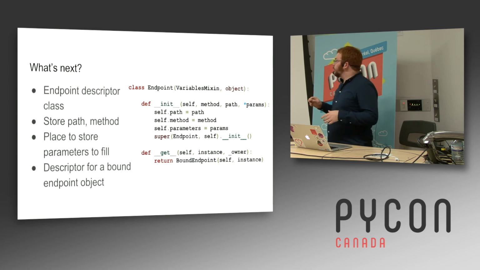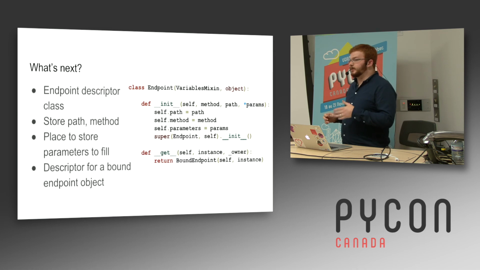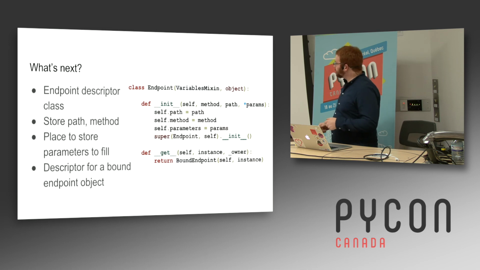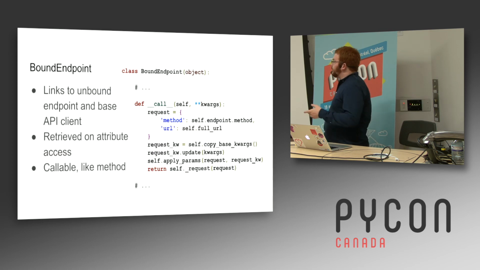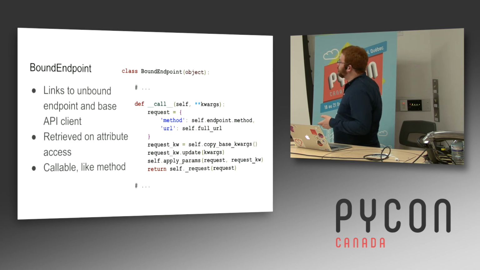That means that when we go to access that attribute on an instance, instead of getting this endpoint object back, it's going to build a custom object for us that's bound to the particular base API. And that looks something like this. It's initialized by that endpoint descriptor. It has links both to the unbound endpoint and, importantly, to the base API client. And it's retrieved whenever we try to get an attribute from the base API client that is an endpoint descriptor.